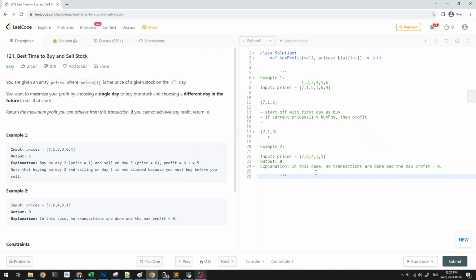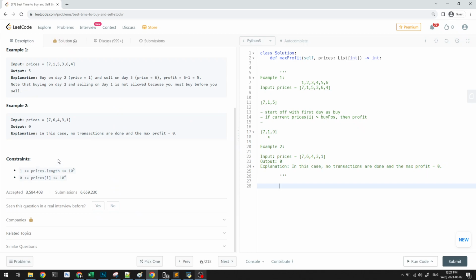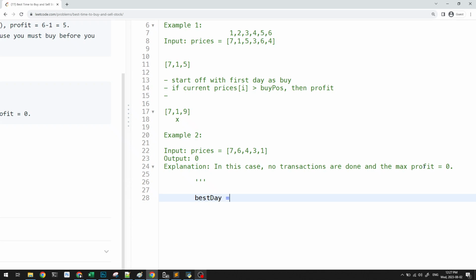So let's maybe just try to translate this into code to make it more concrete. First of all, what do I want to check? Well, we know that prices will always have an element. So one thing we could do is something like best price, and we can set it equal to the current price at index 0. And then we can go through the rest of the prices, starting from index 1 because we already processed index 0.